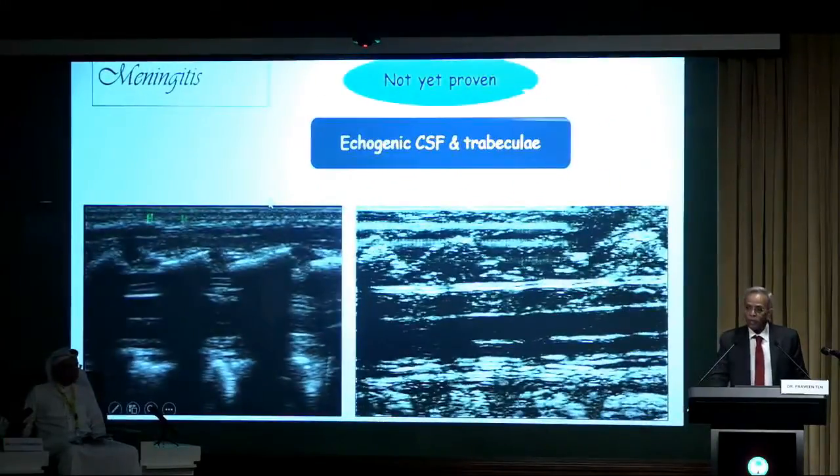So keeping these things in mind, the dynamic evaluation of the spine in the neonatal period is the most important application as far as ultrasound is concerned in the neonate. And somehow nowadays we have started evaluating for meningitis, where we can find that the CSF is echogenic, and at the same time it is trabeculated.